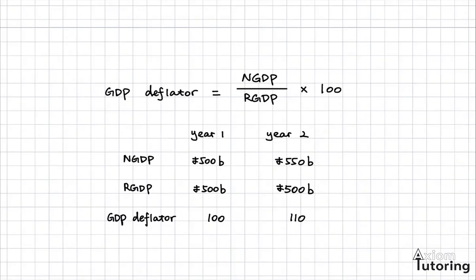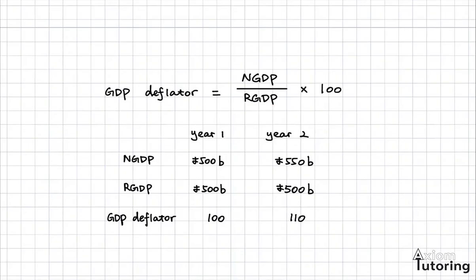The formula for the GDP deflator is simply nominal GDP divided by real GDP times 100. Remember that nominal GDP uses the current year price level while real GDP uses base year prices, and the GDP deflator compares these two values. So the GDP deflator is an index, and in the base year, the index is equal to 100.